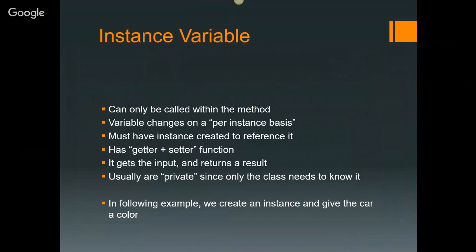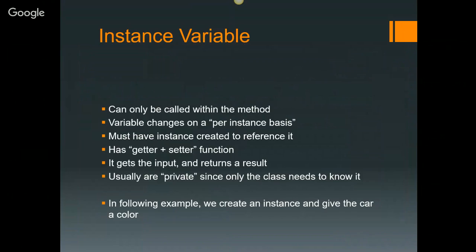Basically, it has to have a new keyword in order to create a new instance of it. It has a getter and setter function. It gets the input, sets the input, returns a result. There usually is a private word in front of it because only the class needs to know how to use it, not the entire program.